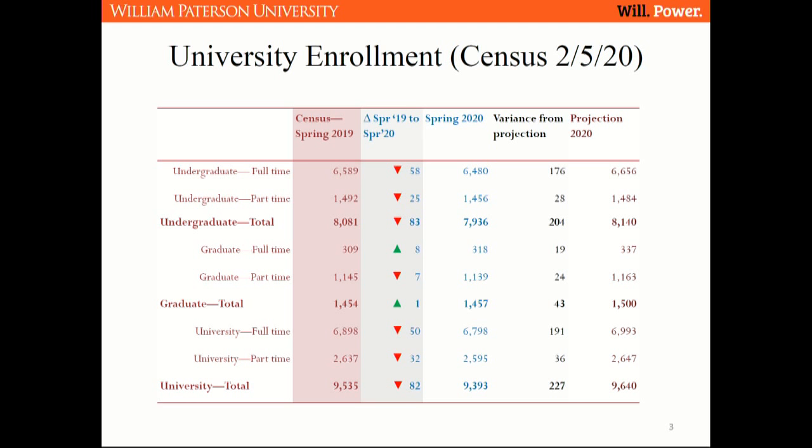The numbers in between, the delta spring 19 to spring 20, is the difference between the census dates for spring 19 and 20. The spring 2020 number is the actual numbers for spring census this year. The number at the far right is the projected numbers, or the goals that we established for 2020, and the number in between is the difference between where we landed and what the projection was.